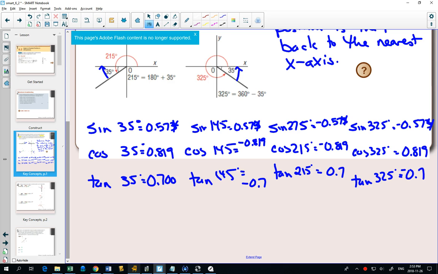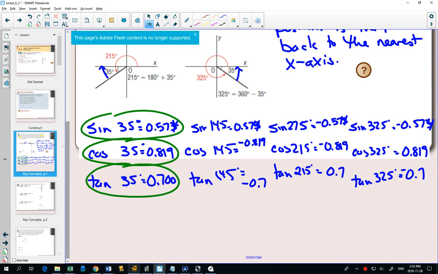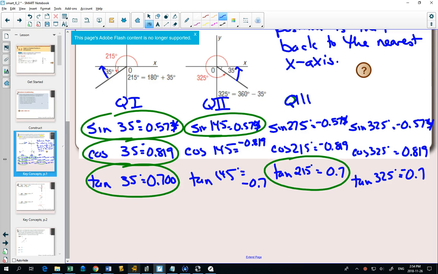Now what we're going to do is in a green pen, we're going to circle the positive ones. This one is a positive value. This one's positive. This one's positive. These are the ones in quadrant 1. In quadrant 2, are there any that are positive? Just the first one, okay. In quadrant 3, it's only this one that's positive. In quadrant 4, this one's positive.